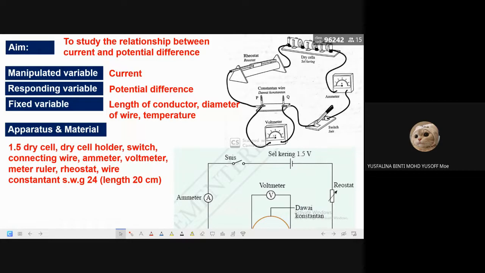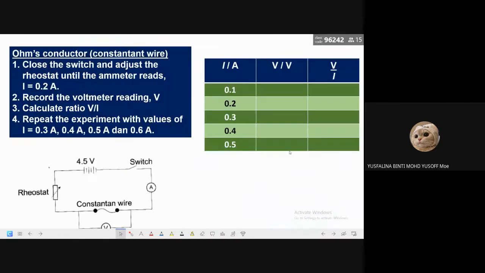So what do you want to measure? If you want to measure the voltage of the constantan wire, then you put it parallel to the constantan wire. If you want to measure the dry cell, let's say later when you learn about internal resistance, you have to connect it parallel to the dry cells. So you have to know what apparatus you want to measure. And the ammeter has to be in series. This is the setup for the experiment, and you record it.